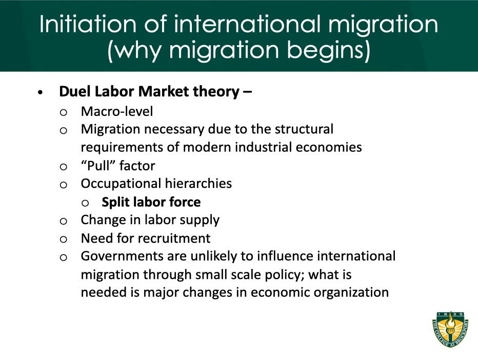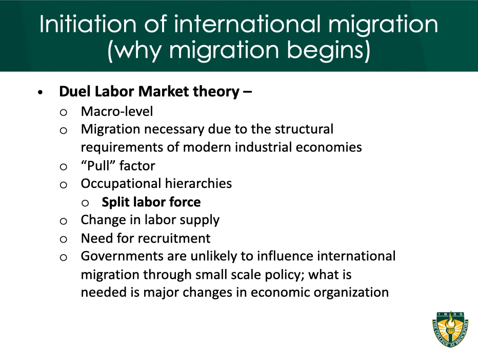The final perspective we'll look at today is the dual labor market theory, which is another macro level theory. Here, migration is necessary due to the structural requirements of modern industrial economies. If you think of migration as a push-pull scenario, for example, limitations push people out of a nation, while opportunity pulls people into a nation, then this theory is really focused on that pull factor. We're talking about immigration here.